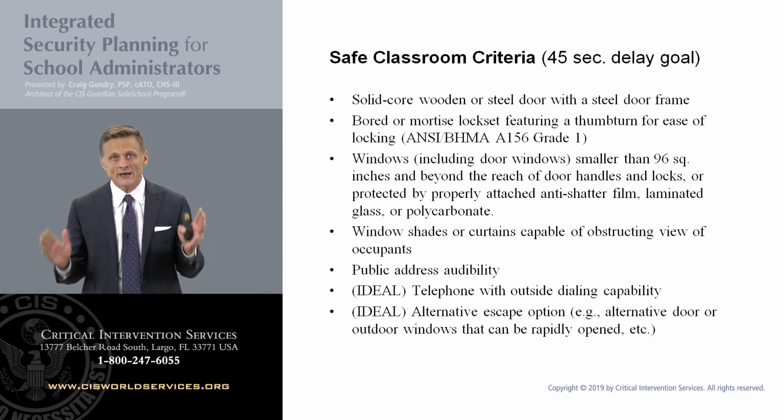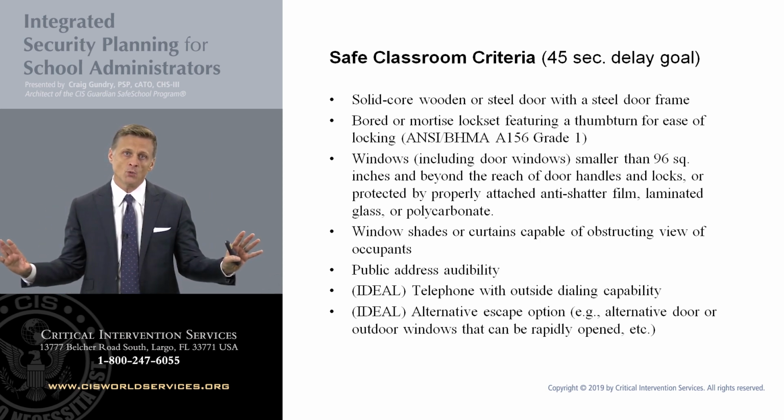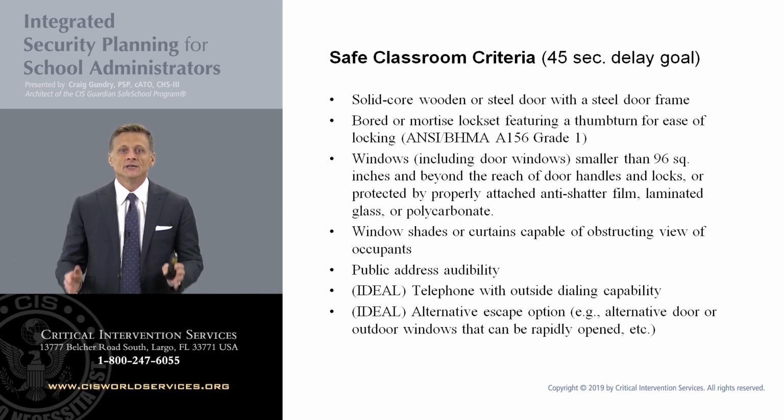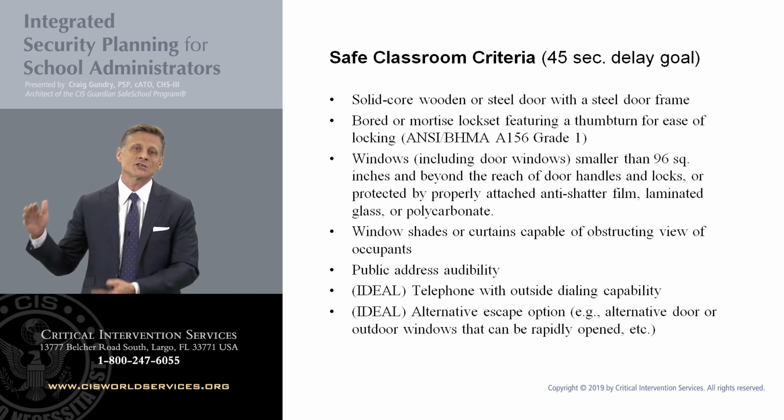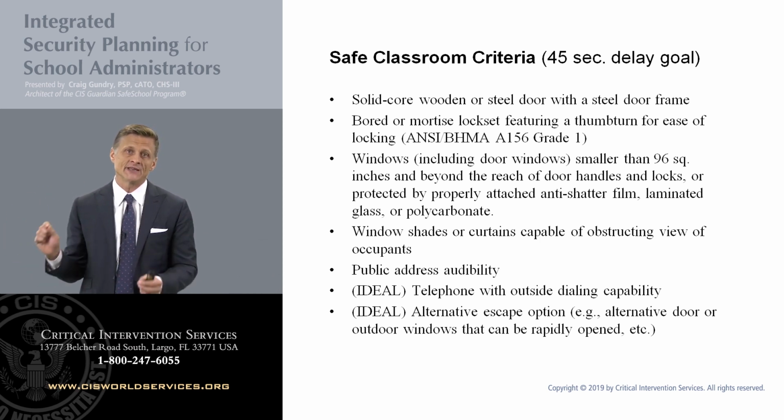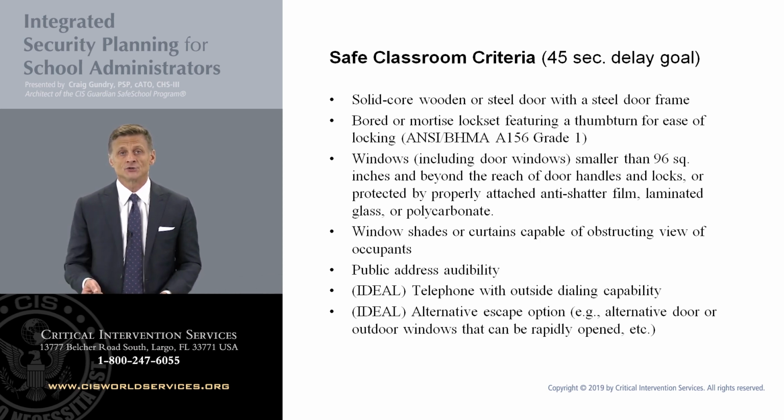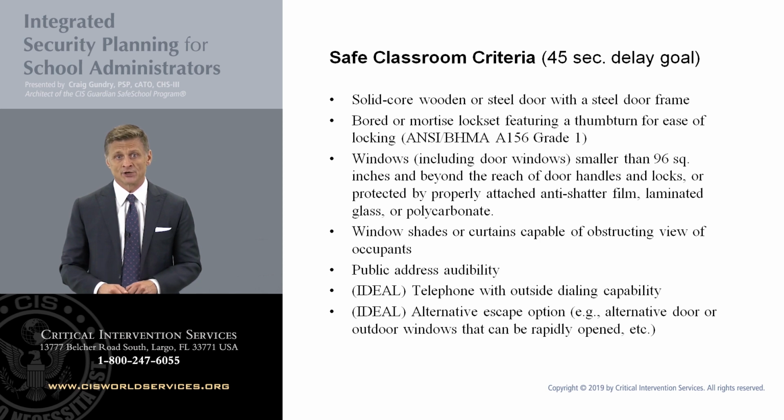If there are any windows adjacent to the classroom hallways or door vision panels, they should be smaller than 96 square inches and no wider than 1.5 inches and beyond the reach of door handles or locks. Or they should be upgraded with the use of polycarbonate, laminated glass, or anti-shatter film. There should be window shades available, or curtains, or at least cardboard cutouts with appropriate adhesive that can be easily applied to cover those vision panels. And ideally, each room should also have good public address system audibility.